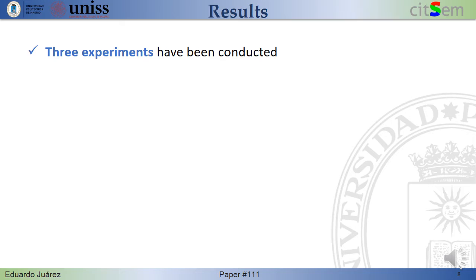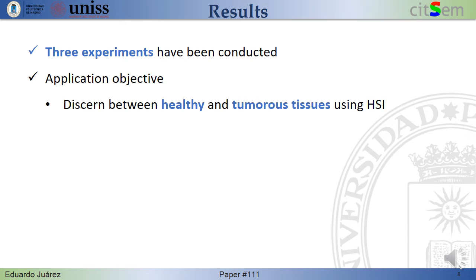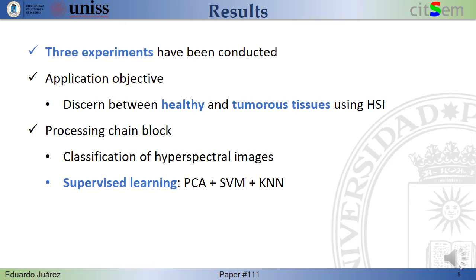To validate the methodologies previously presented, 3 experiments have been conducted. In all experiments, a common application has been used, whose main objective is to discern between healthy and tumorous tissues using HSI technology. The processing chain block that has been selected is the one in charge of classifying, by means of a supervised learning technique, hyperspectral images.